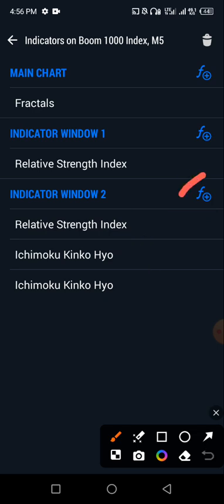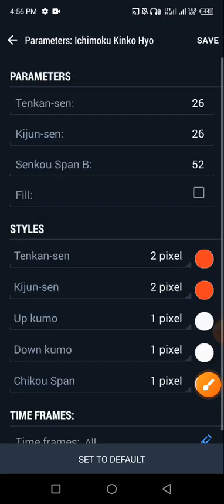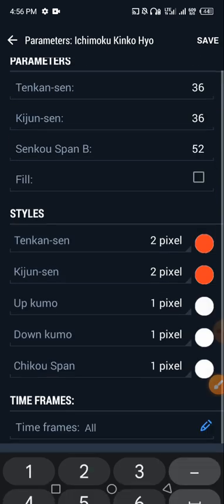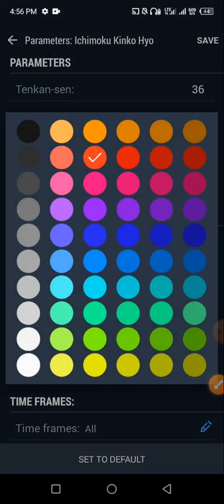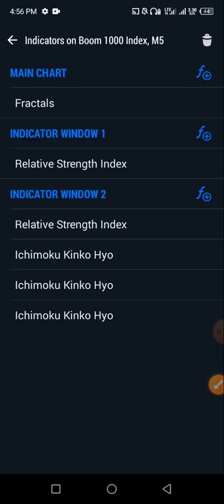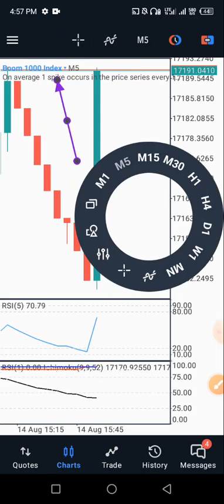So I'm still going to click on this now to be able to add the last Ichimoku. Okay, and here we are going to be having 36 here. Okay, and then our color is going to be blue here. Okay, and then we'll click on save. So you can see now that a spike has happened, guys.